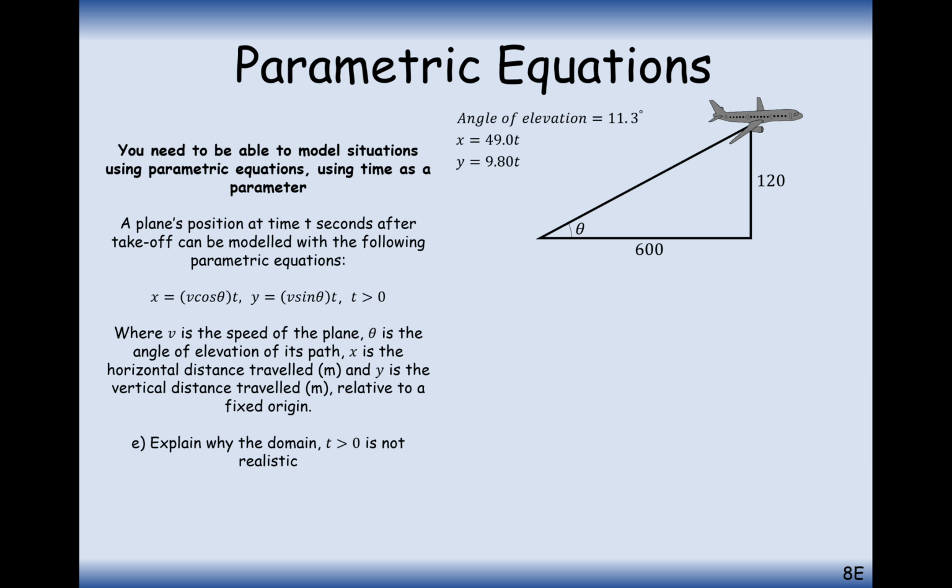Part E, explain why the domain t is greater than 0 is not realistic. This would mean that the plane continues climbing indefinitely at the same speed and with the same elevation. It's obviously going to get to a certain altitude and then stop its vertical height inclination. So in this case here, maybe t should have an upper limit of maybe 600 seconds or 1200 seconds.